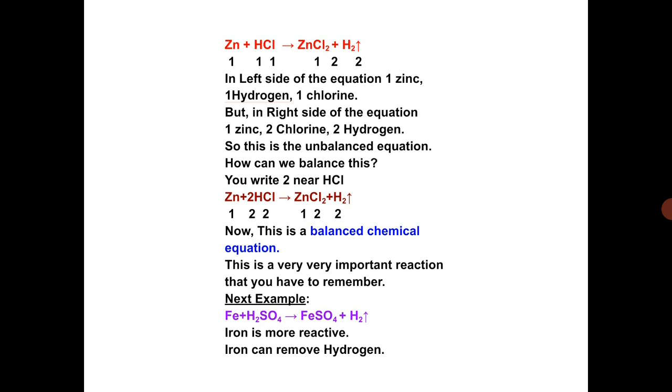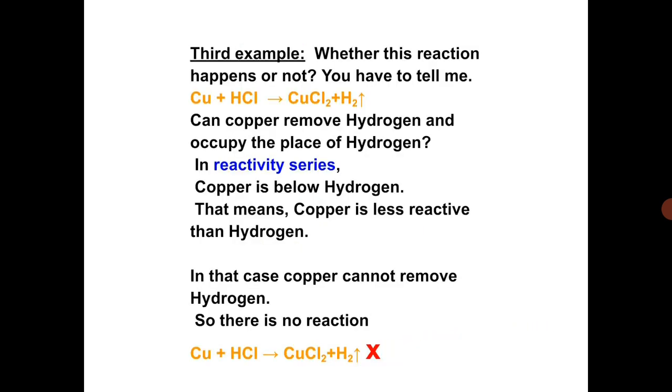Next example. Fe plus H2SO4 gives FeSO4 plus H2. Iron is more reactive. Iron can remove hydrogen. Third example. Whether this reaction happens or not, you have to tell me. Cu plus HCl gives CuCl2 plus H2. Can copper remove hydrogen and occupy the place of hydrogen?